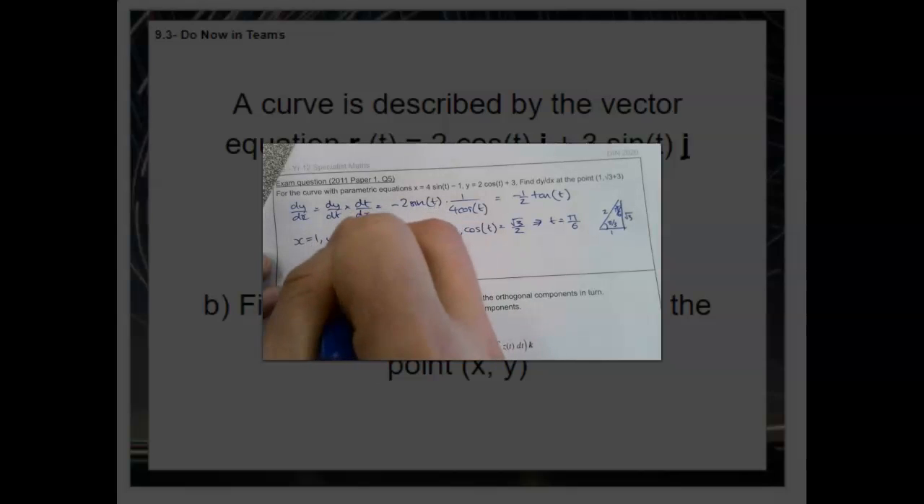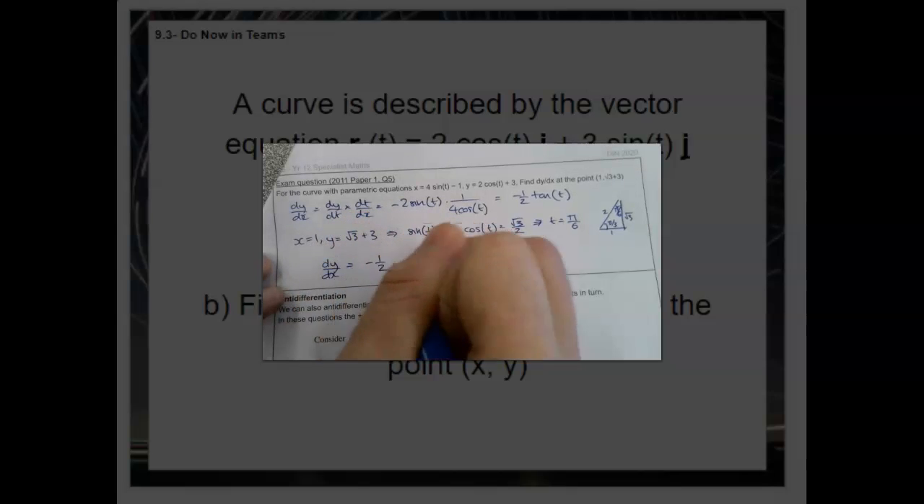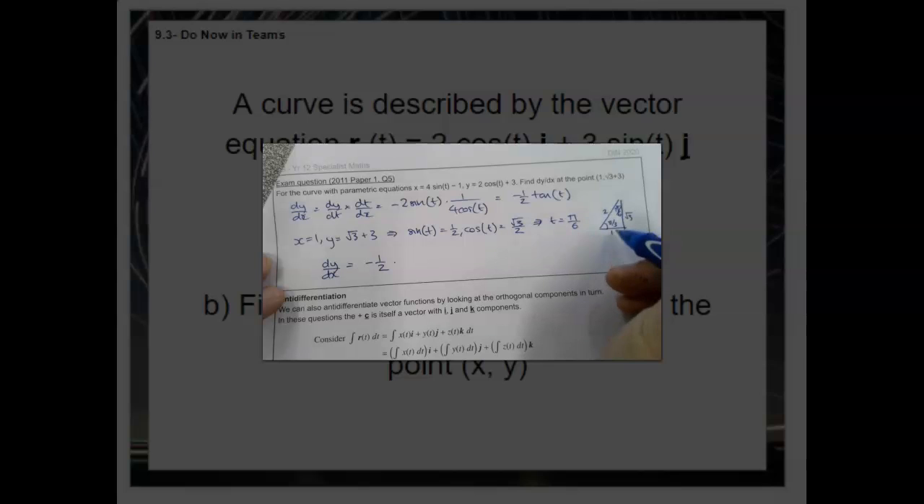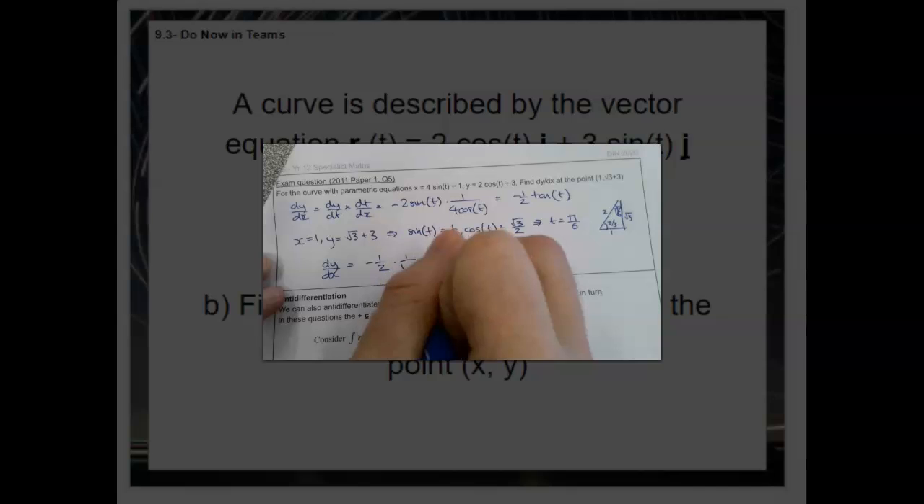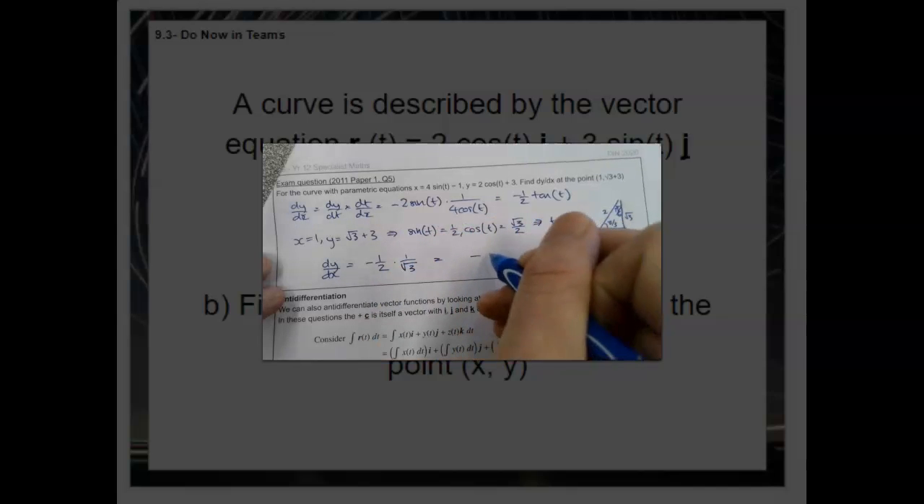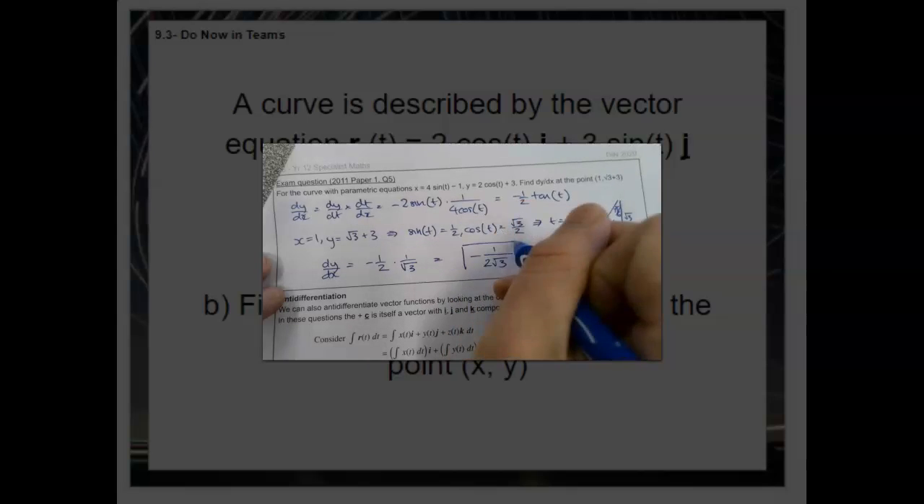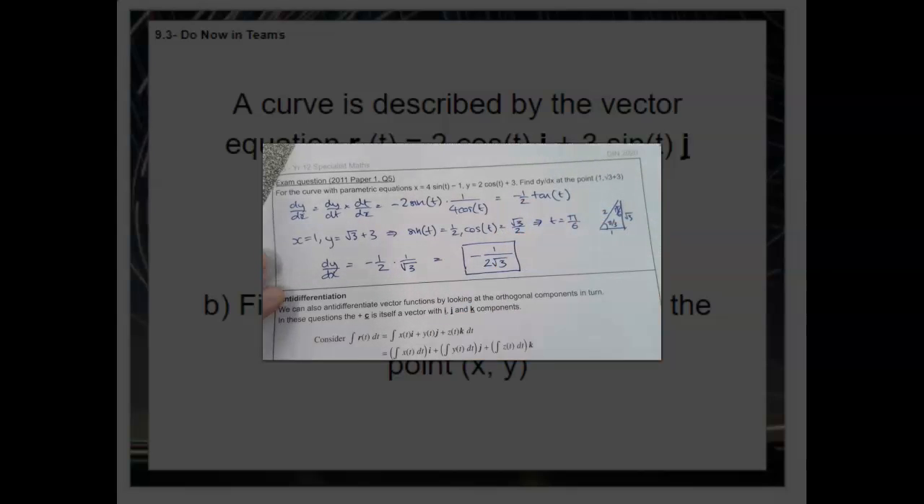The gradient at that point is going to be minus a half times tan of pi over 6, which is going to be opposite over adjacent, 1 over root 3. So our answer is minus 1 over 2 root 3. Gradient at that specific point on the curve.